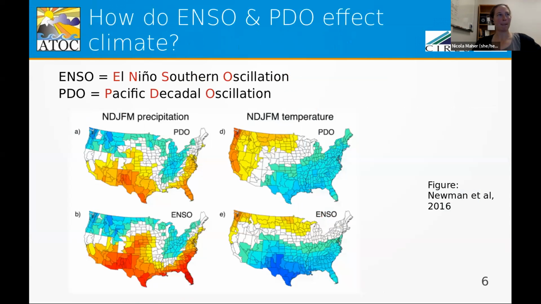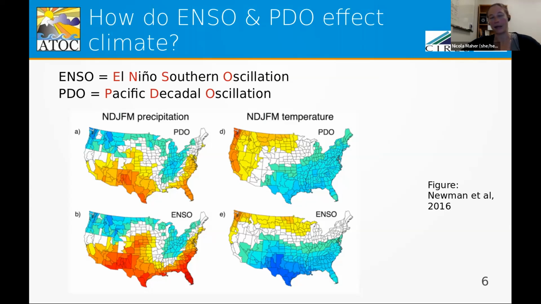So how do these modes of variability affect climate over North America? Here you can see a figure that shows the effects of ENSO and the PDO on the US.